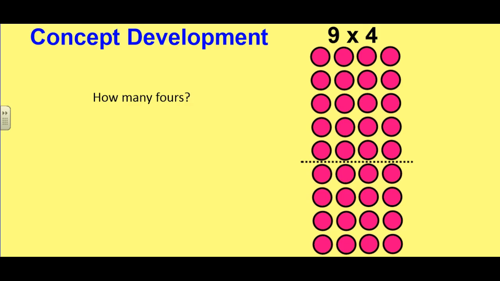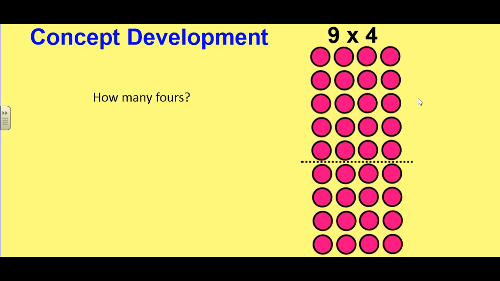Okay, so now we're on our next problem. You don't have to draw the array for this one. We're just going to take a look at it. So you can see that we have 9 times 4. When it's asking how many 4s, we know that we're going to have 9 4s. So they drew this dotted line to break it apart, and you can see we've got 1, 2, 3, 4, 5 rows. So we're still using the 5s fact, and we're still going to be writing it in unit form.